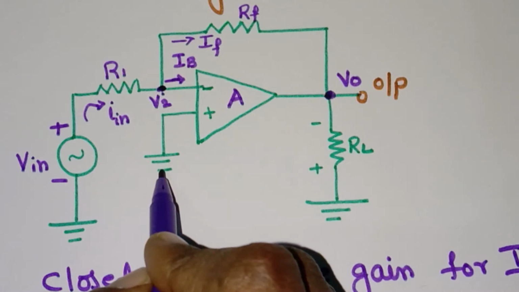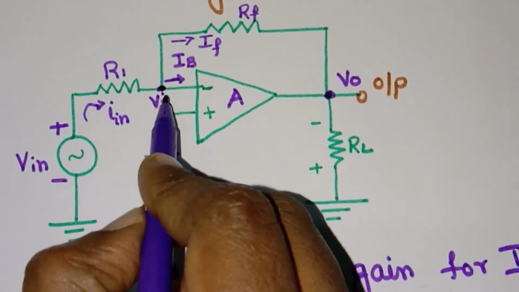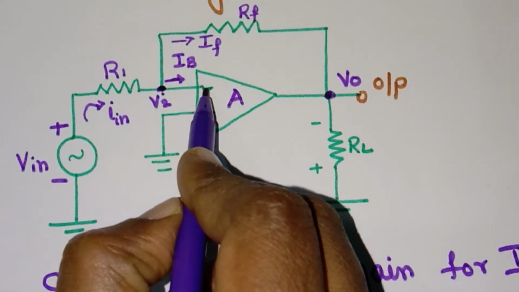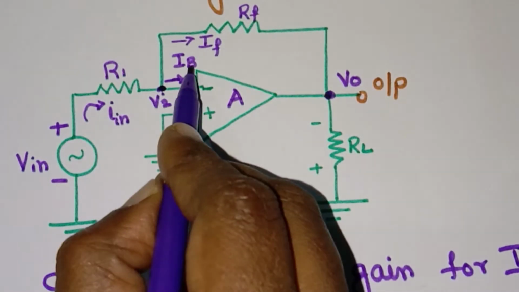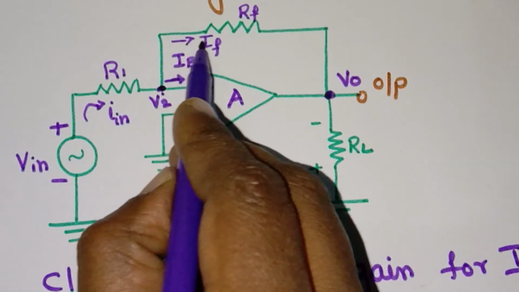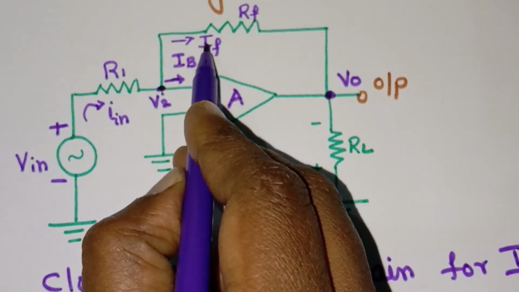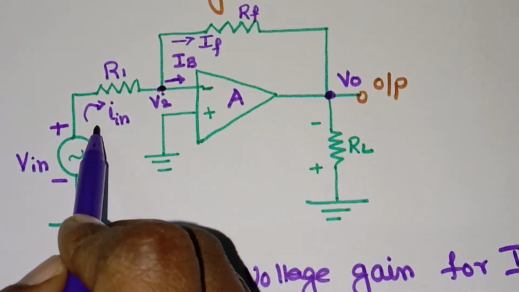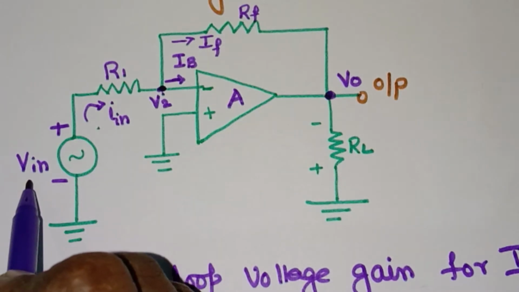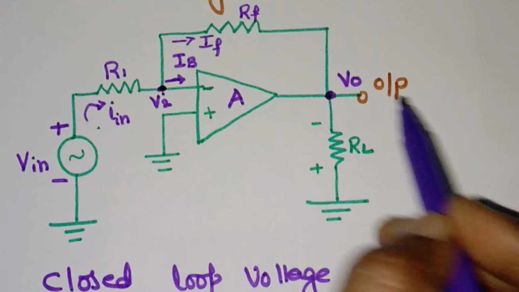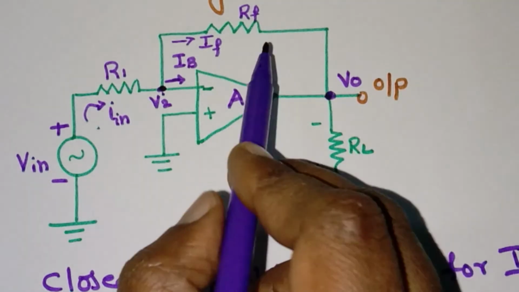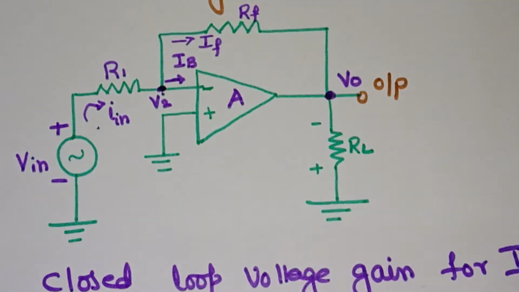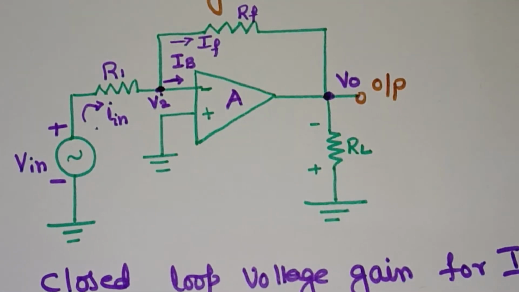non-inverting terminal is grounded, and whatever the current is moving from this resistor to this inverting end is the minus IB we have taken, and this is the feedback current, IF is the feedback current, IB is the base current, IN is the input current, Vin is your input voltage, Vout is your output voltage, RL is the load resistance, and RF is the feedback resistance. So, okay, this is the circuit for the inverting amplifier with feedback.